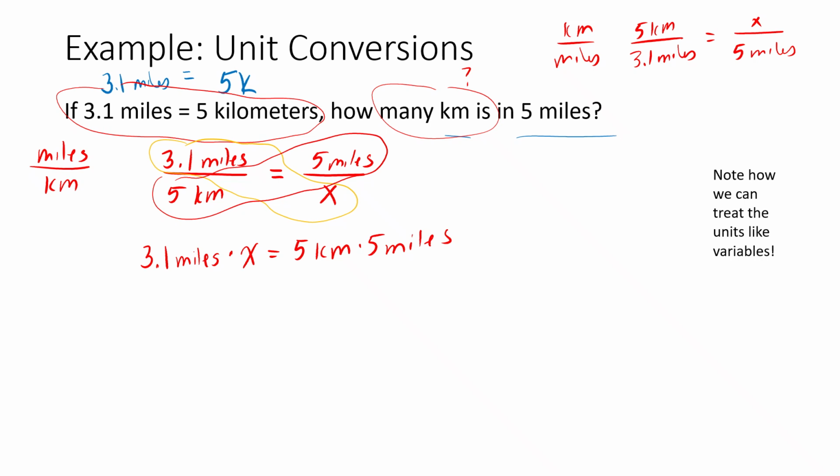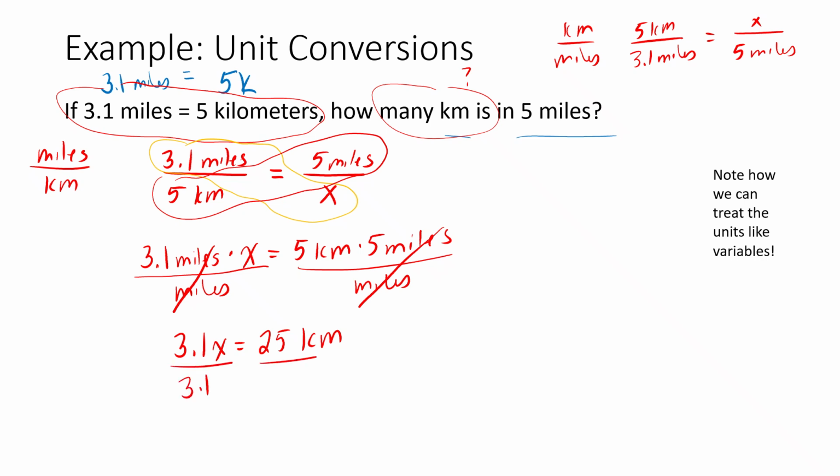And I think this is really cool. What you can kind of do here, okay, I'm going to erase this in a second, is you could divide both sides by just miles, okay? And miles over miles would be 1. Now that's a little bit slick to do there, but it leaves us with 3.1x, and then 5 times 5 is 25. And your kilometers is still sitting there. Remember, we want to get X by itself, so we'll divide both sides by 3.1. 3.1 divided by 3.1 is 1.